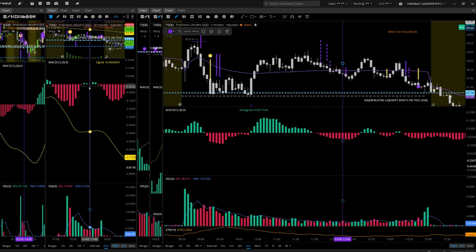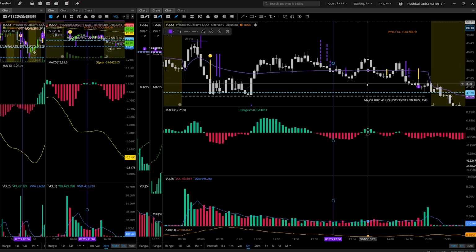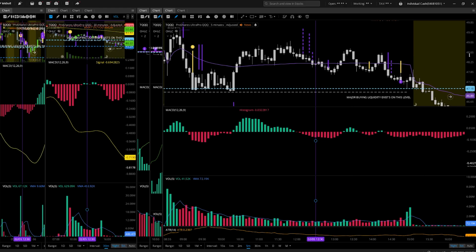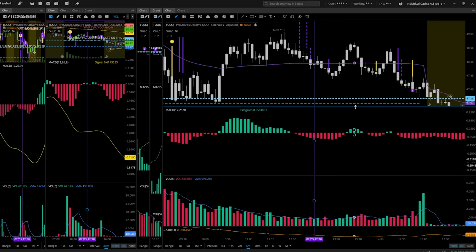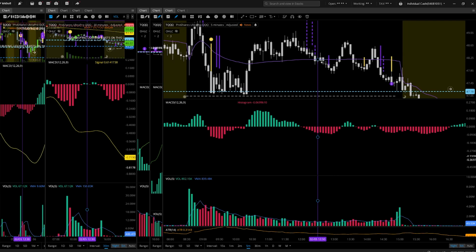Right around here. Now it's tapering back down. Right here. Do you notice anything interesting with this VWAP? What do you know? The VWAP happens to be right where we are. We're on the right side of the momentum right here. And look what happened just here.